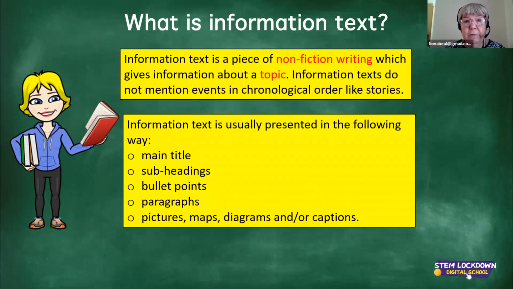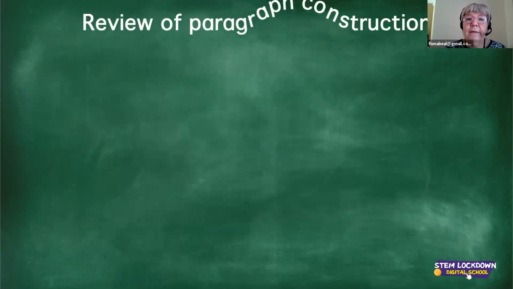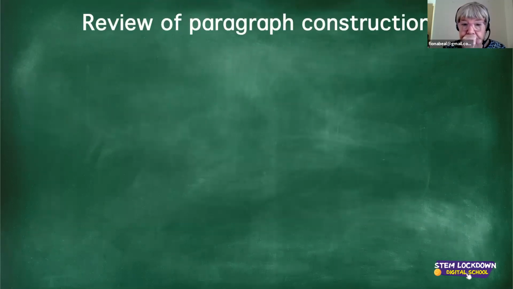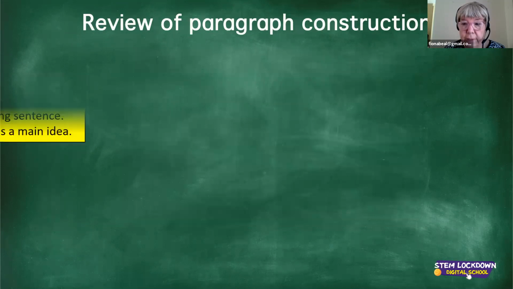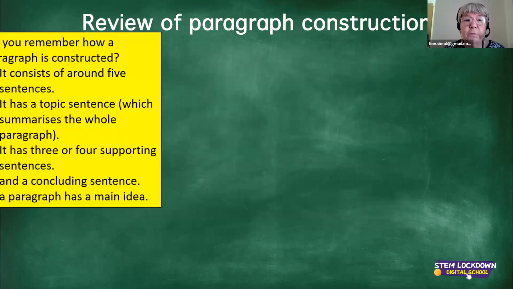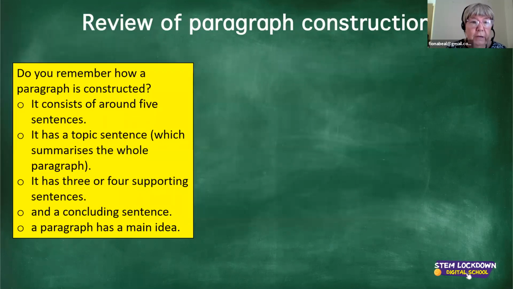So today, as we read our information text, look out for those things. Look out for the main title, the subheadings, the paragraphs, and any pictures, maps, diagrams, or captions. Right. And then let's just review how we write a paragraph. I've got one eye on the chat in case you have any questions.